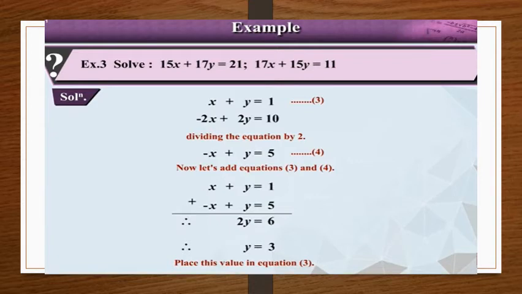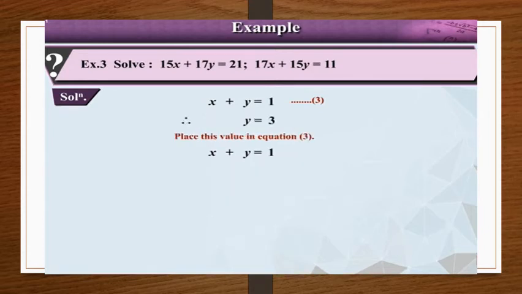We have to place this value in any one of the equations to get the value of x. So x plus y is equal to 1, that is equation number 3. We are going to substitute the value of y as 3. So x plus 3 is equal to 1. x is equal to 1 minus 3. Two different signs means we are always supposed to subtract and then place the greater number's sign. So x is equal to minus 2.